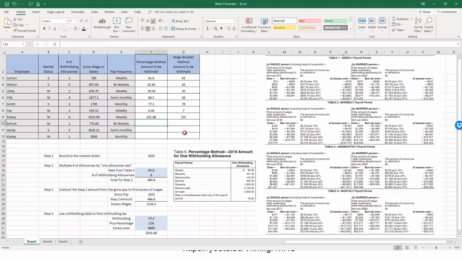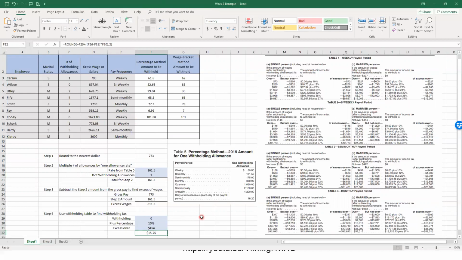All right, next person, we've got biweekly, that's 773. And the number of withholdings is going to be 1 for them. And then down here, we've got a biweekly. So we've got table 2 for a married person. So we're going to go over here to the right and look for $611. That's going to be that first row, and it's going to be 0 plus 10% of excess over $454.